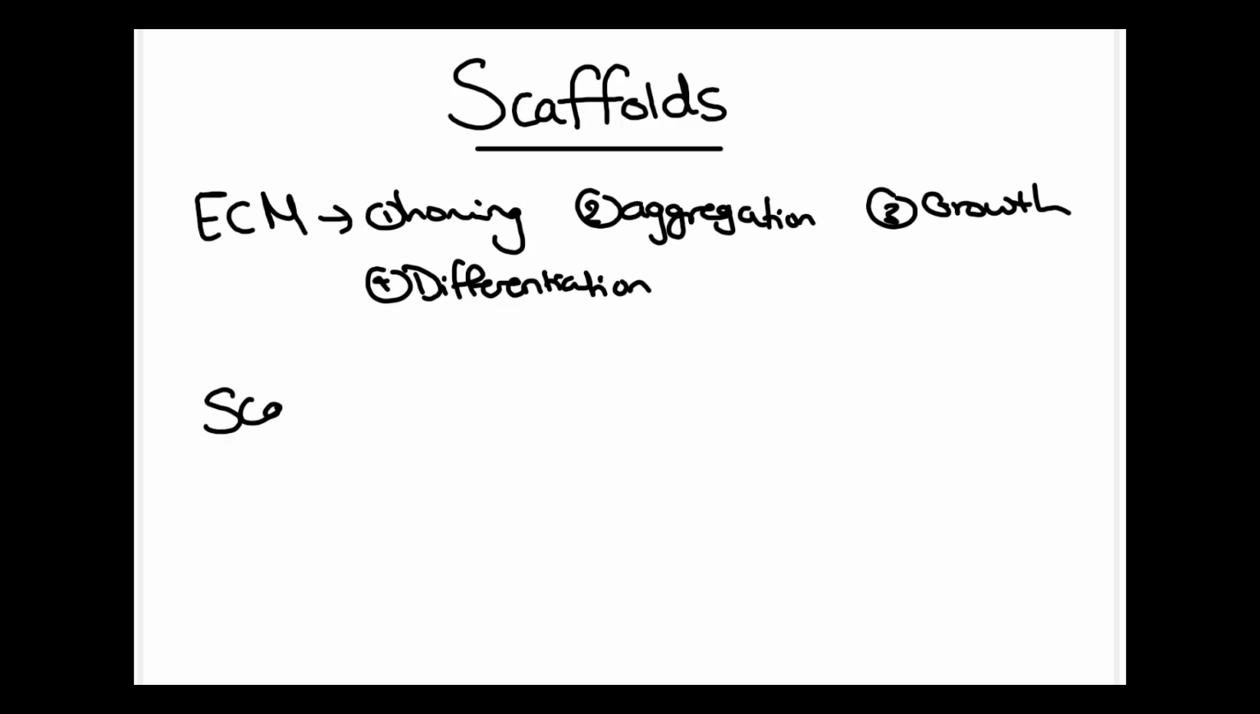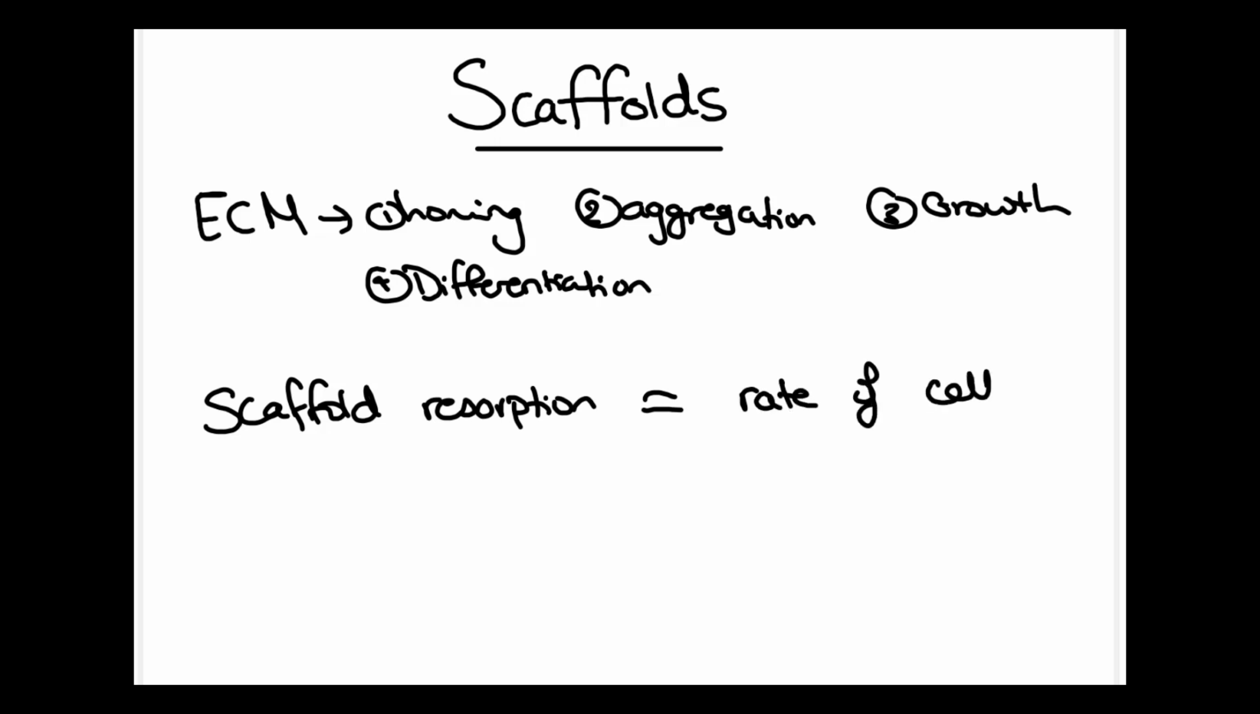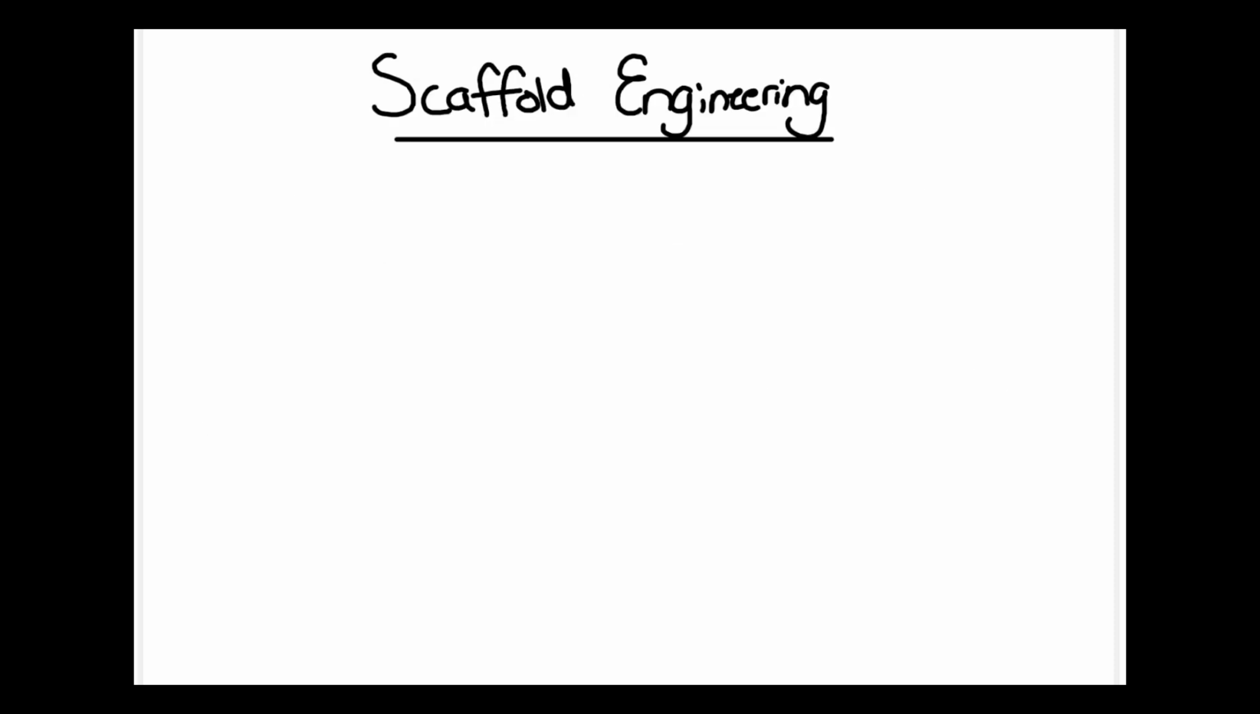So, scaffold resorption, there has to be a balance between the rate of cells depositing the new extracellular matrix. Now we're going to talk about scaffold engineering. There are 5 important factors to consider during scaffold engineering. They are biocompatibility, biodegradability, mechanical properties, scaffold architecture, and manufacturing technology.